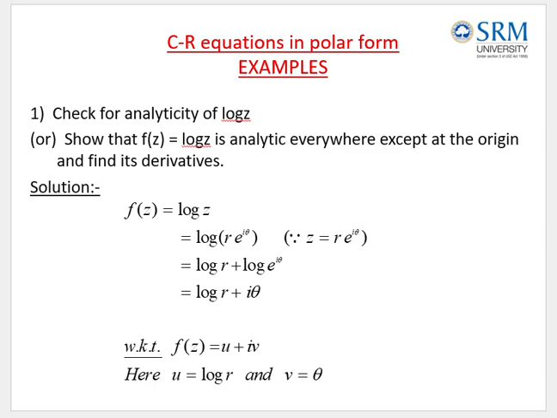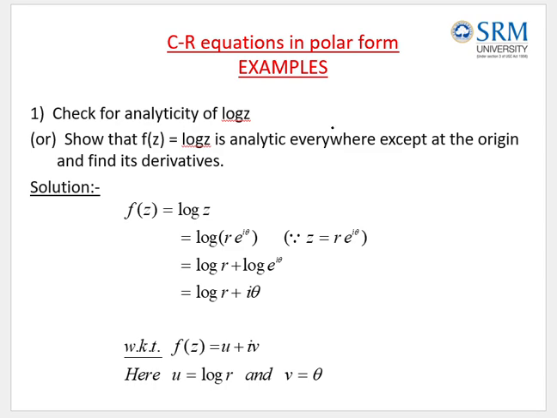Hello everyone. Last video we saw how to check a function is analytic using Cartesian form. Now we are going to see how to check a function is analytic by expressing z in polar form. In some cases, expressing z in Cartesian form will not work out. In that case we can use the polar form of expressing the complex number.